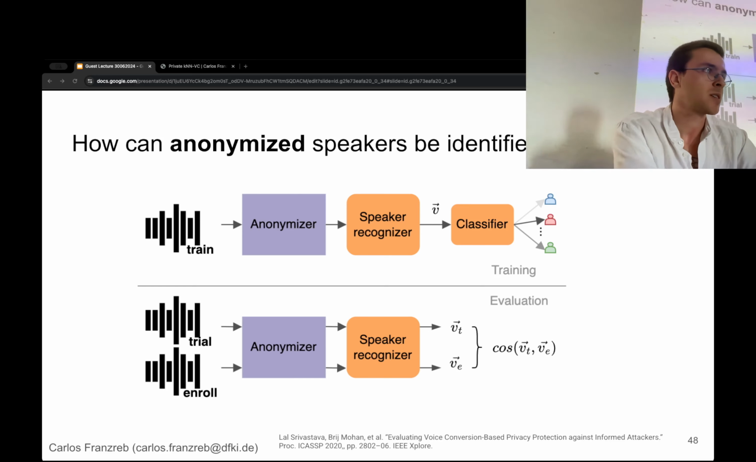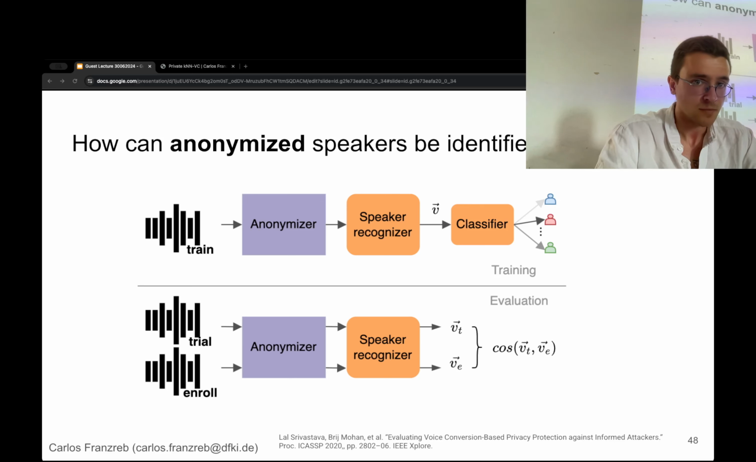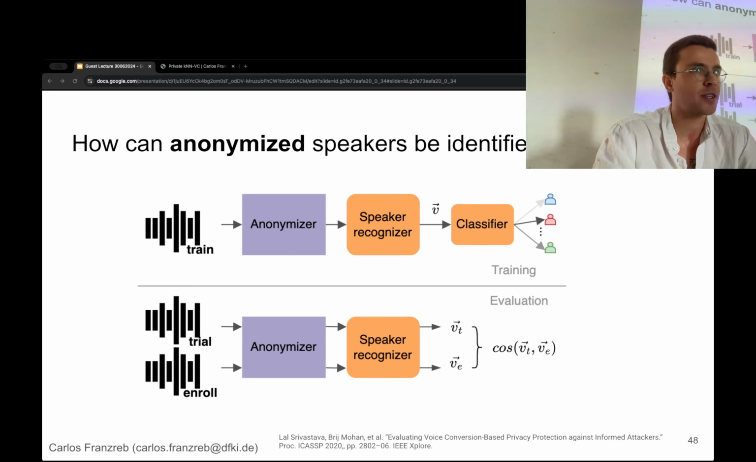So you have a training set with a certain amount of speakers, and you train a speaker recognizer to identify them. But this speaker recognizer is giving you some kind of representation. It's a vector that represents these speakers. And then these representations generalize really well and can be used outside of their training scenario. They can be used for other speakers that you have not seen during training. So this is what we do in the evaluation.